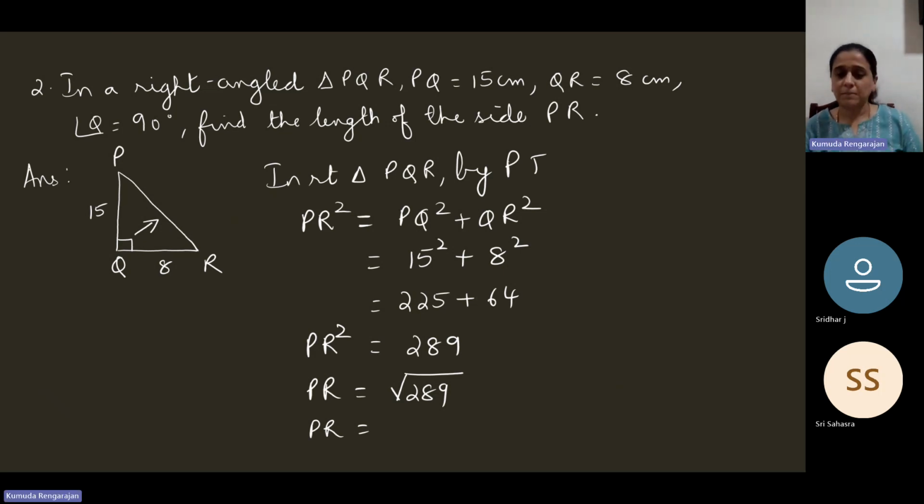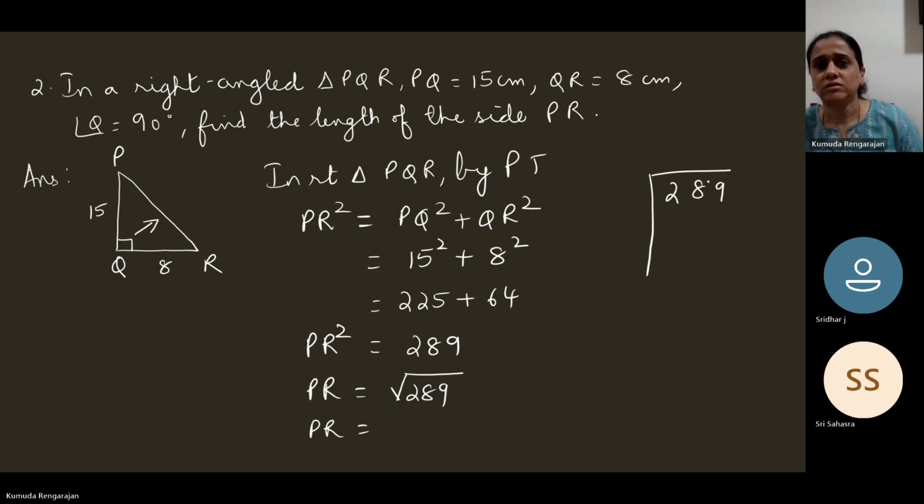PR is equal to 17. So how do we find the square root? You know the long division method? Yeah, 289. How do we do this? Group in twos from behind, no? Yeah, so 1 into 1, 1. The remainder is 1. And then the next pair should come down. 89 comes down. Correct?